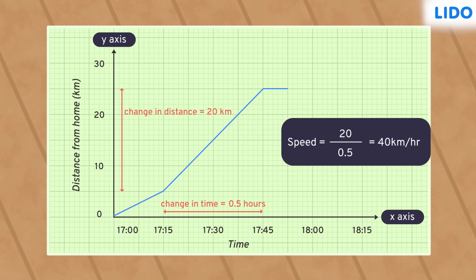Whoa, that was a lot of math for just one graph. But now we understand how to calculate estimated time of arrival using a distance time graph. How cool is that?